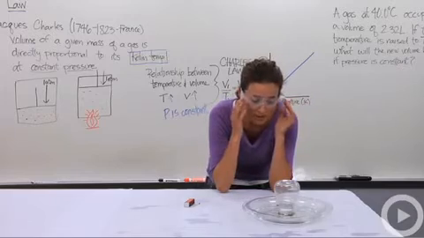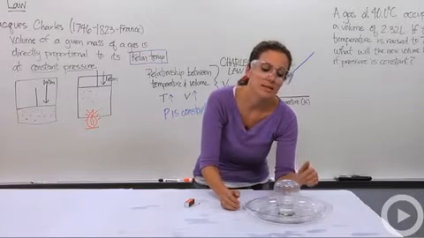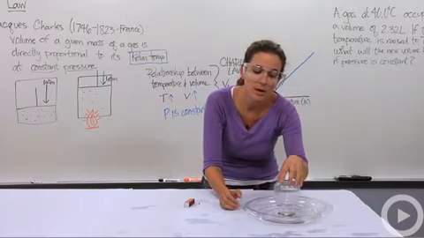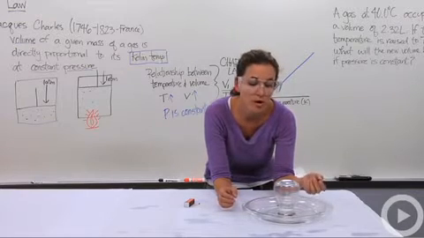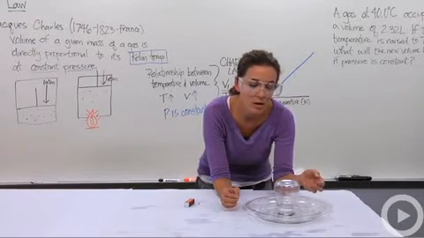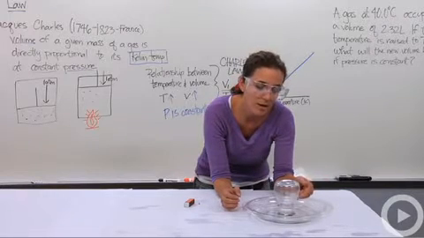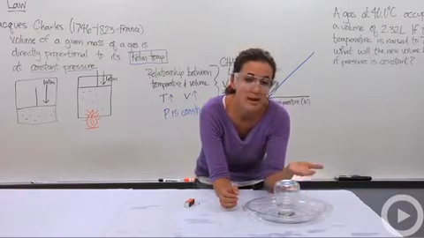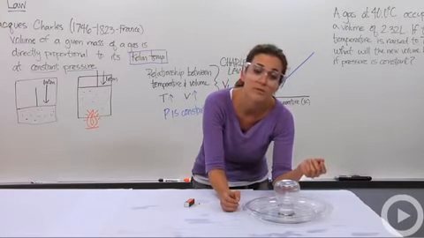Now, why did that happen? Because when the candle went out, the temperature of the gas particles inside this glass chamber dropped, and that made the gas particles have a lower volume. Because the gas particles had a lower volume, that volume had to be replaced by something, and it was replaced by the water at the bottom. So the water was sucked into the glass container to replace that volume that was lost due to the drop in temperature.